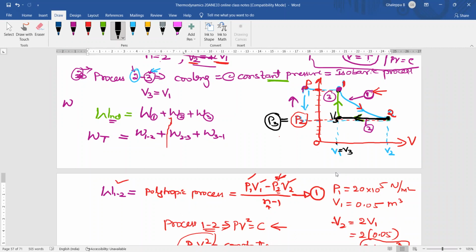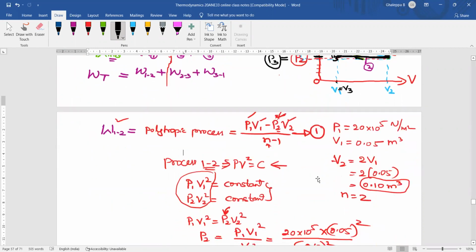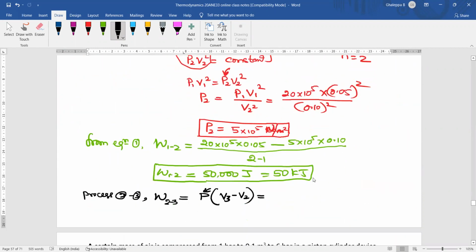It is a constant pressure process, so from this horizontal line the value is the same at this point. P2 is equal to P3, so you can take any value, P3 or P2. P2 is already calculated here, so I will substitute it. You can use P2 or P3.